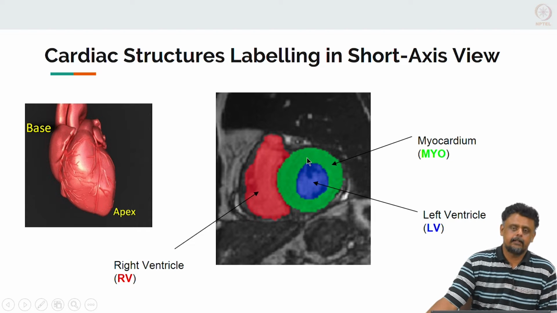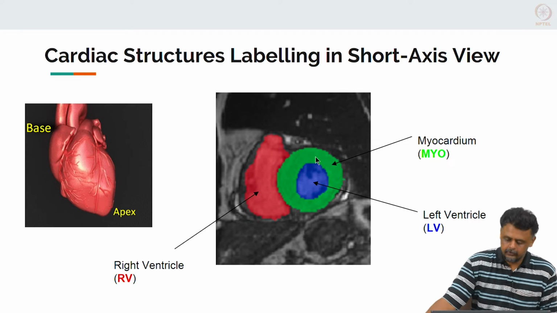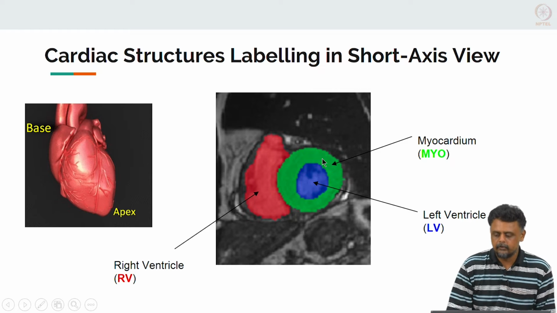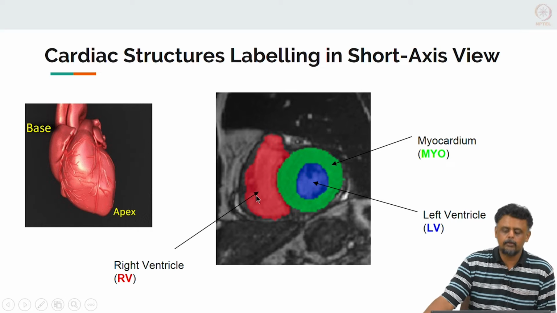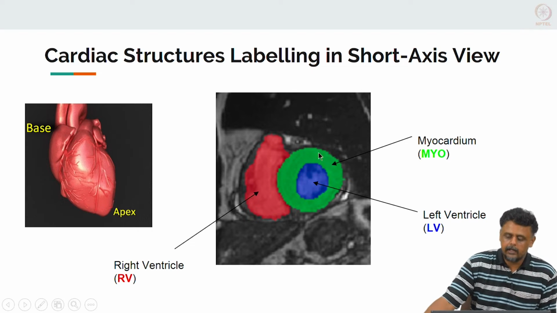an accurate segmentation. This is what we call semantic segmentation, as we saw when we looked at convolutional neural networks. Basically we have to label the pixels corresponding to the myocardium, label the pixels corresponding to the left ventricle, and label the pixels corresponding to the right ventricle. These things have to be accomplished automatically.